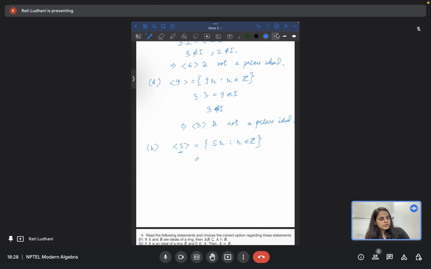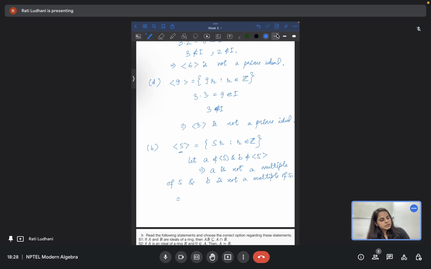So take A. Let A not belong to I and B not belong to I. What does this mean? I is your ideal, this 5, right? This implies A is not a multiple of 5 and B is not a multiple of 5. Both are not multiples of 5, right?